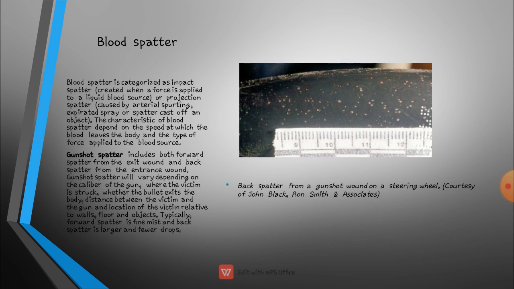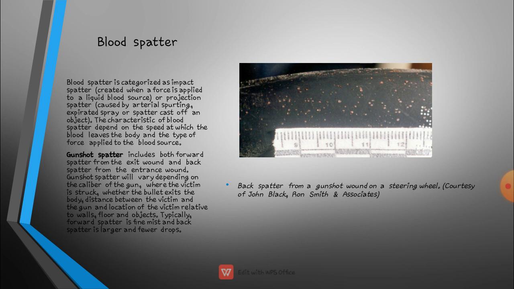What are blood spatters? Blood spatter is categorized as impact, created when a force is applied to a liquid blood source, or projection spatter, spray or spatter cast off an object. The characteristics of blood spatter depend on the speed at which the blood leaves the body and the type of force applied to the blood source.